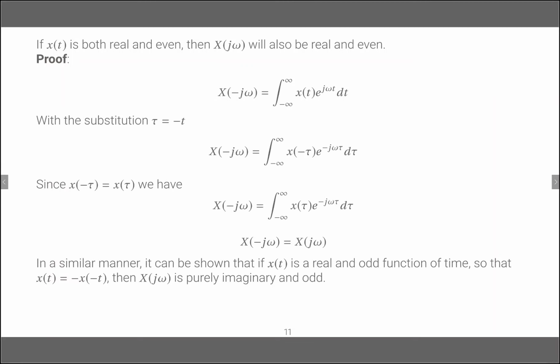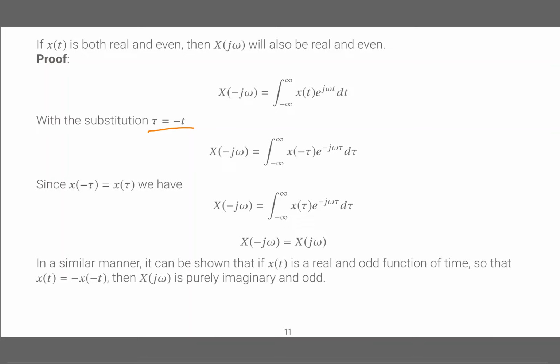Substituting tau equals minus t, we put minus tau here, tau there. Since x t is real and even, x minus tau is equal to x tau because it is an even signal, so we can just write x tau here. This turns out to be the Fourier transform of x, which we represent as x j omega. So x minus j omega is x j omega. In a similar manner, it can be shown that if x t is a real and odd function of time, so that x t is equal to minus x minus t, then x j omega is purely imaginary and odd.